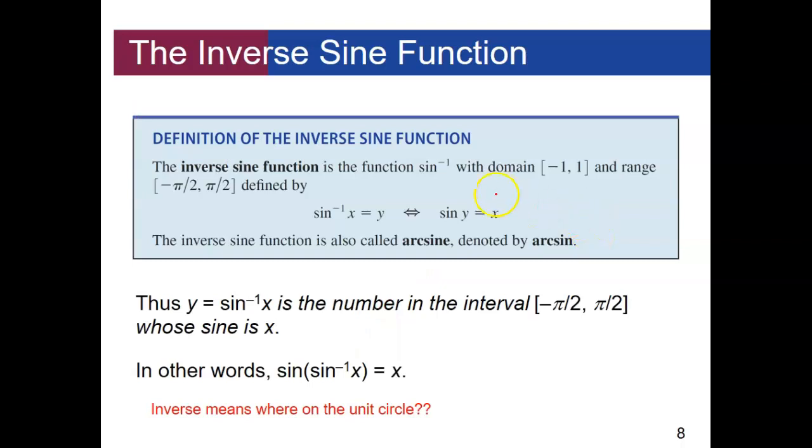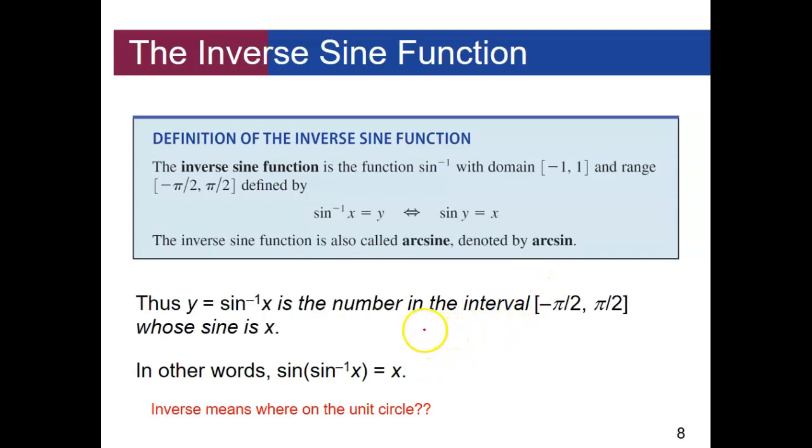Okay, so by definition here, the domain is from -1 to 1. The range would be from negative pi over 2 to positive pi over 2. And as far as notation, we're more familiar with this little -1 symbol, but you may also hear these referred to as arcsine, and you'll see it listed like this. So just be mindful that arcsine and arccosine are just the inverse functions.